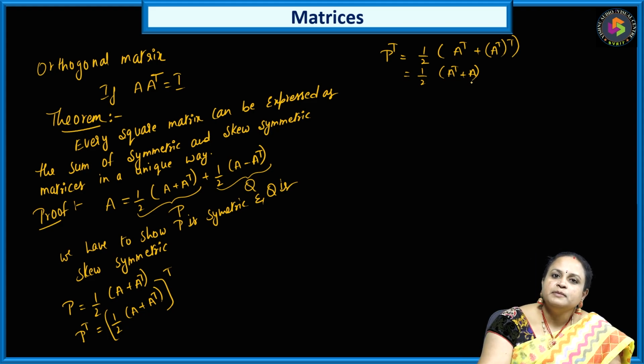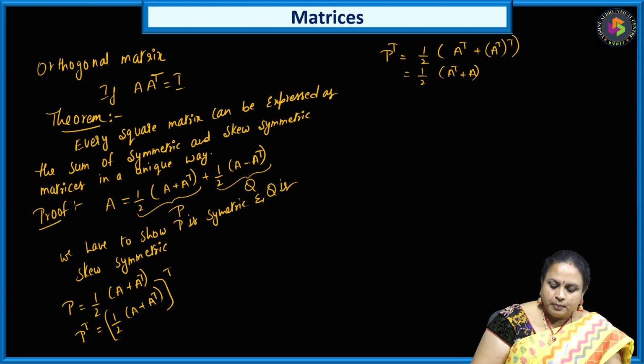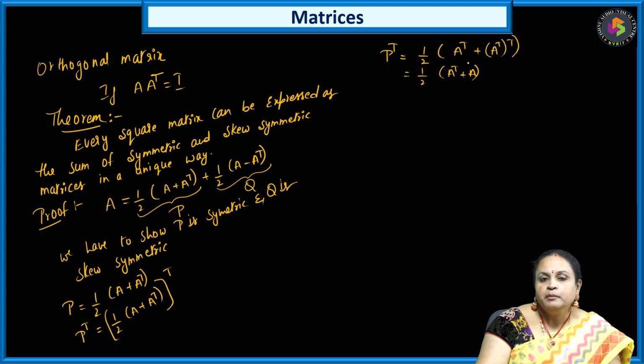How have we written this? Since we know P plus Q whole transpose equal to P transpose plus Q transpose, A plus A transpose whole transpose can be written as A transpose plus A transpose whole transpose. And also we know A transpose whole transpose is A. So, what we got is 1 by 2 into A transpose plus A, that is nothing but equal to P. Therefore, P is a symmetric matrix.